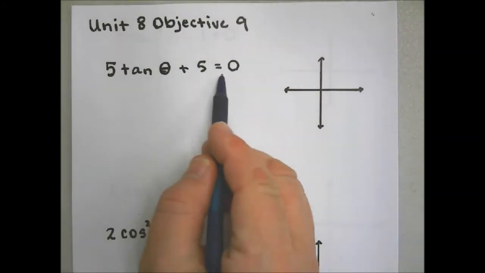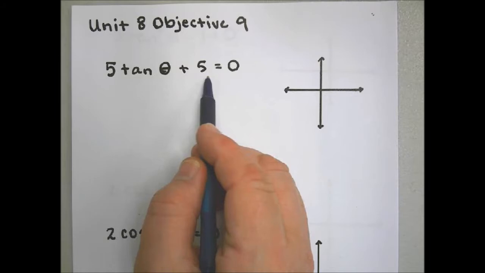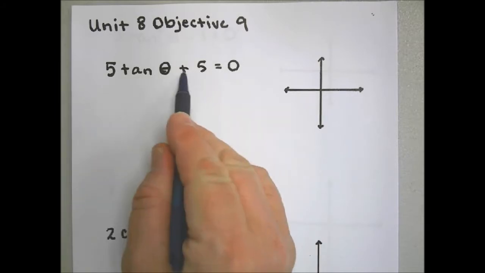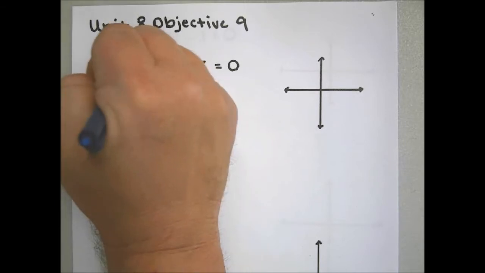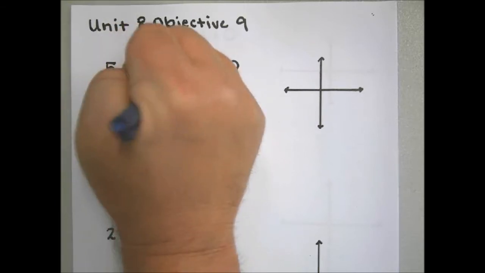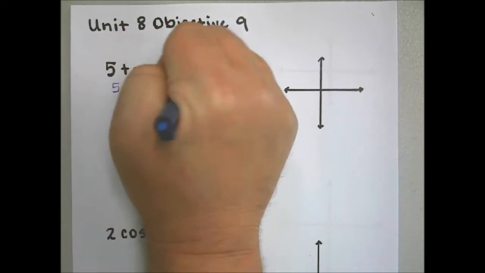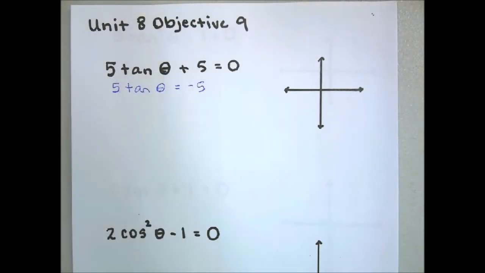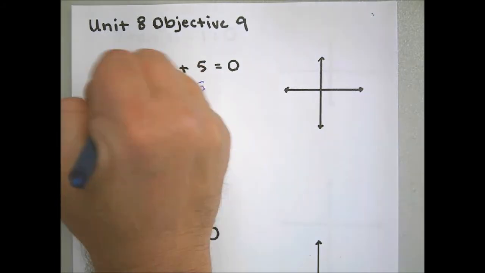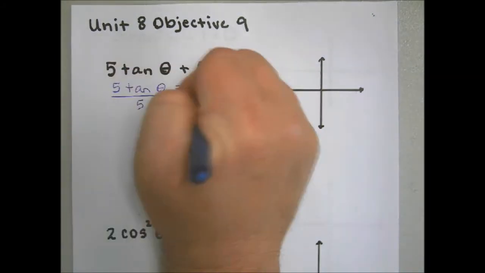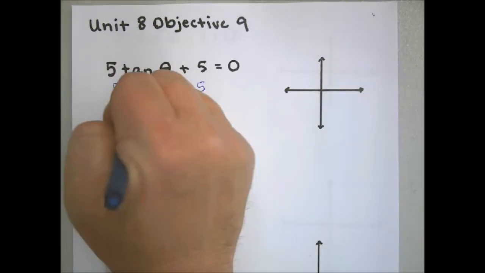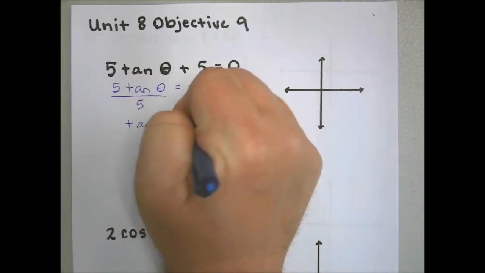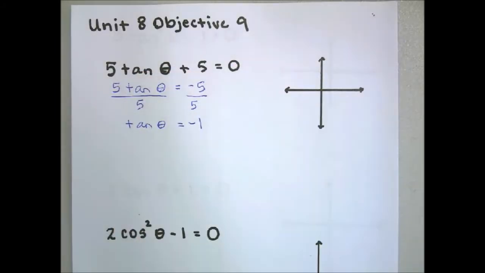Let's start solving this. We could factor out a 5 if we wanted to, but you really don't have to. So let's just move the 5 to the other side. So we'd have 5 tangent theta equals negative 5. Now I'm going to divide both sides by 5. And now we have our equation: tangent theta equals negative 1.